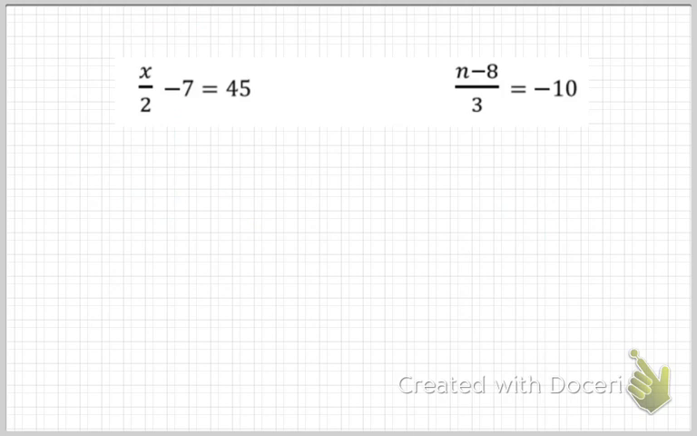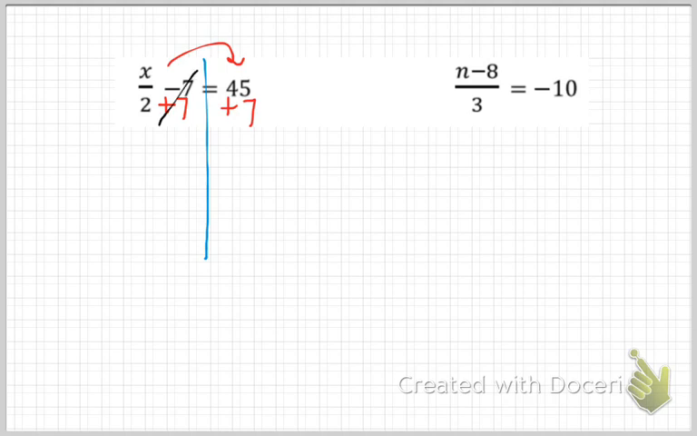Let's go ahead and try a couple more examples. x over 2 minus 7 is equal to 45. So we see a fraction, we see this number. Let's start with the easy part first. Nobody likes fractions, so let's start with what's subtracting. This is easy to get rid of because you just move it over, do the inverse. So we do that first.